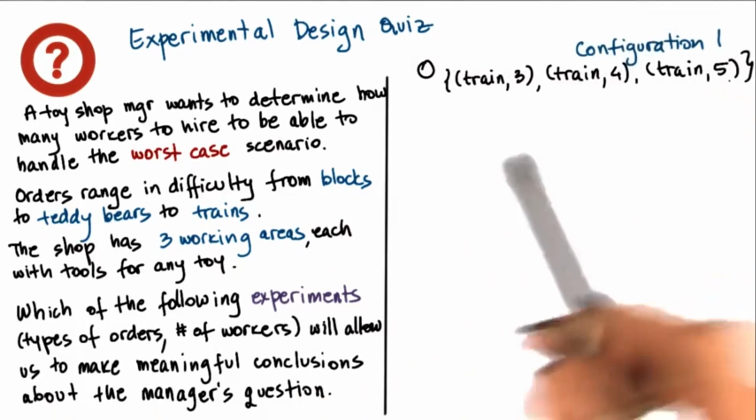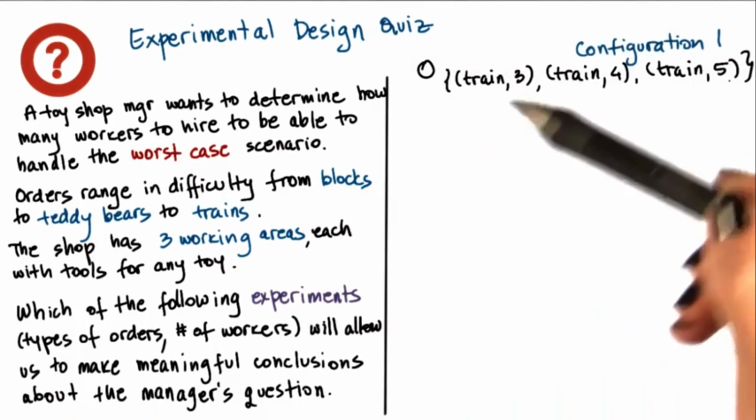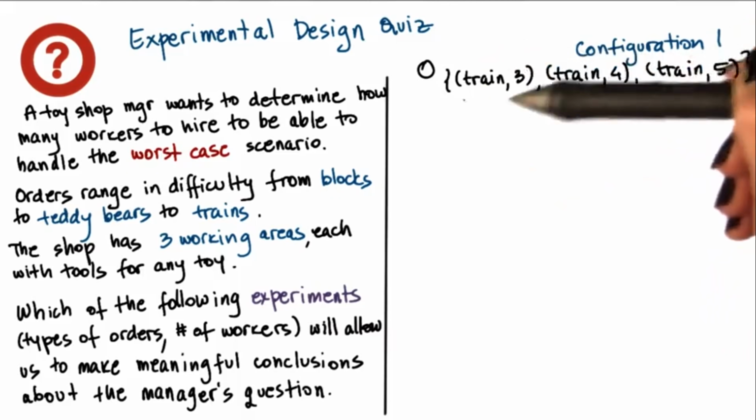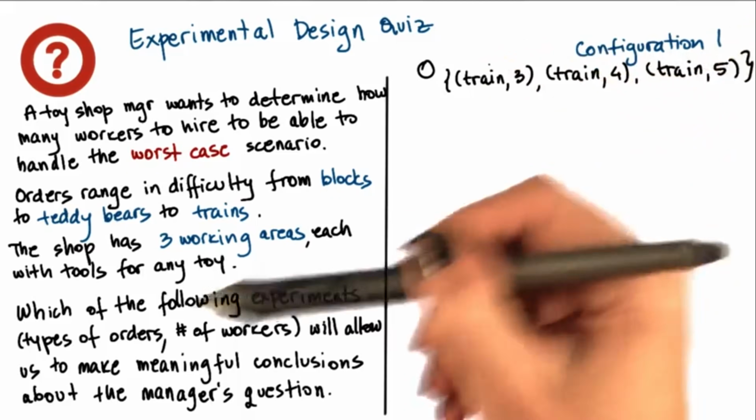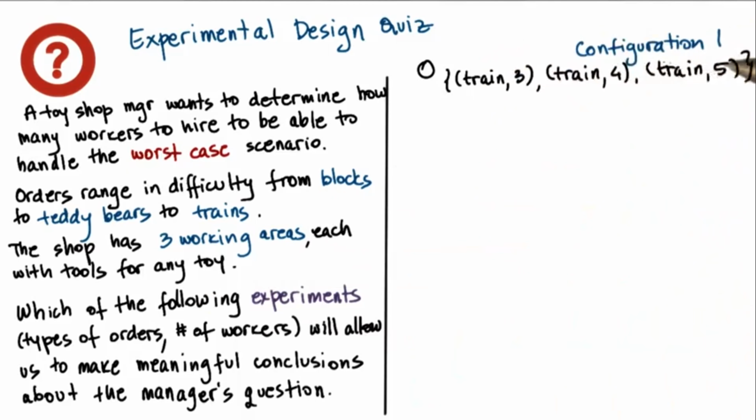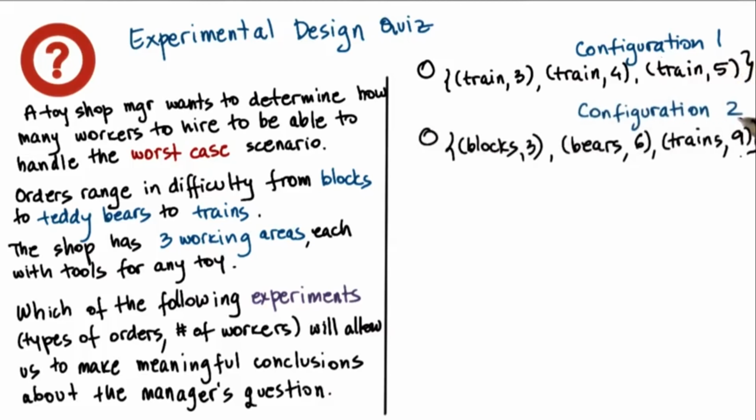The first configuration has 3 trials. In each trial, we use trains as the workload, so orders of trains, and we vary the number of workers: 3, 4, and 5. In the second configuration, again, we have 3 trials.